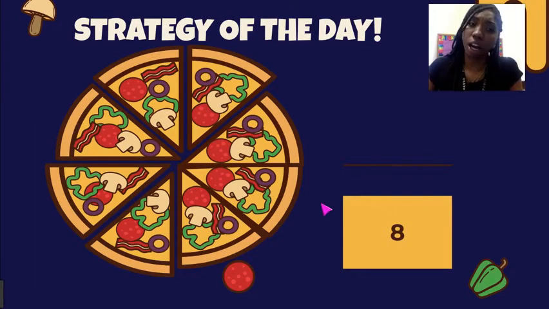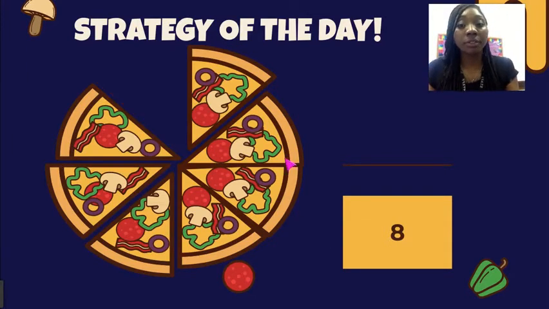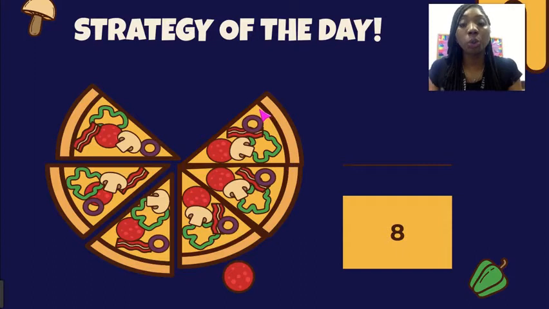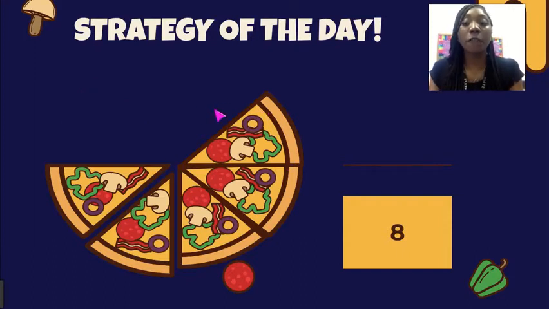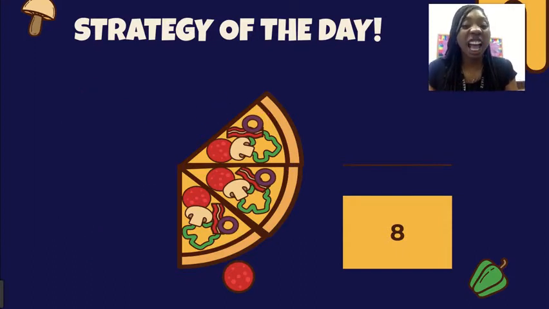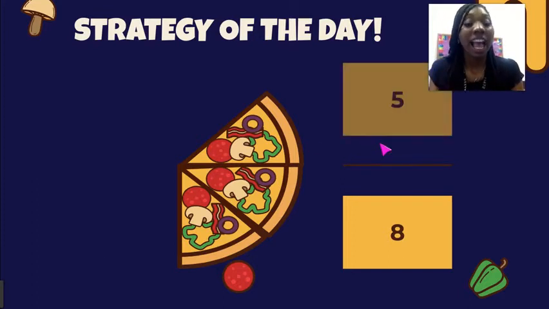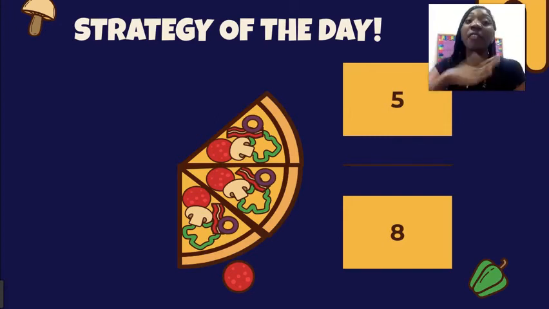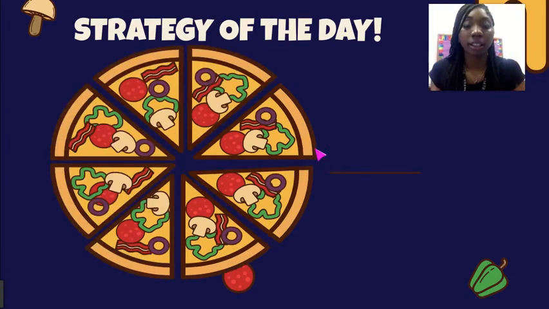So now let's say we got hungry again. Oh my goodness, I'm so hungry. And we ate 1, 2, 3, 4, 5 slices of pizza. How much of the pizza did we eat? What would be the fraction? Excellent. Our fraction would be 5/8 because we ate 5 slices of a whole pizza.